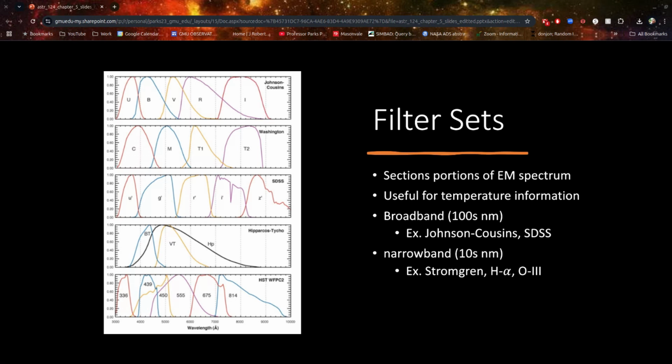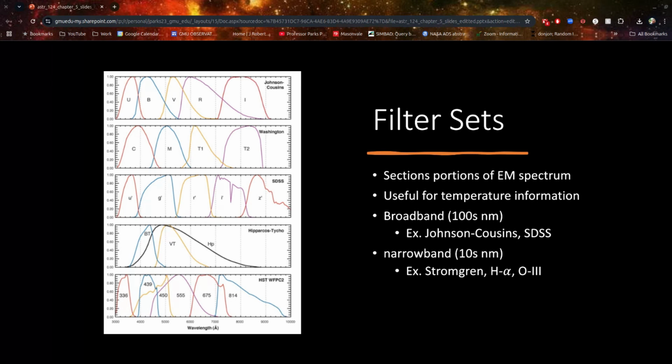There are two types of filter sets. There are what are known as broadband filter sets. These are like the Johnson Cousins, the Sloan Digital Sky Survey, which is what is used primarily on Aladdin, which we talked about last time. And these bands are typically in the hundreds, possibly 1,000 nanometers in terms of what we call passband. How much wavelength coverage does it allow through?